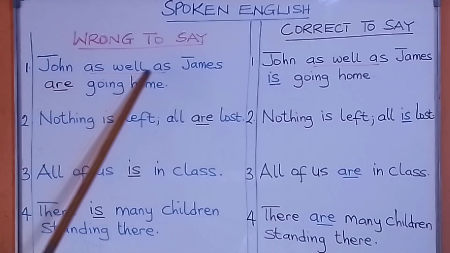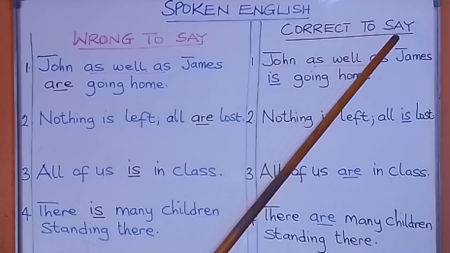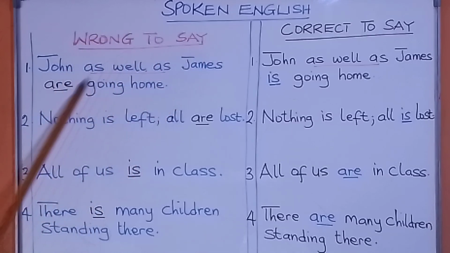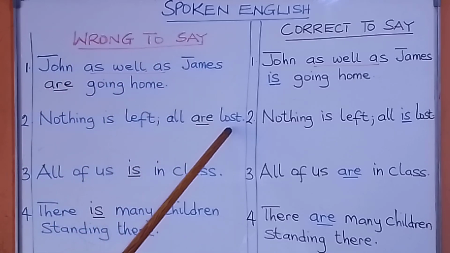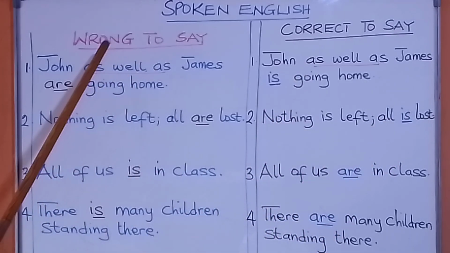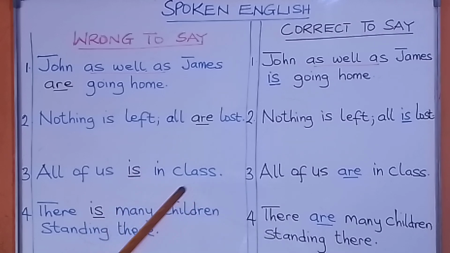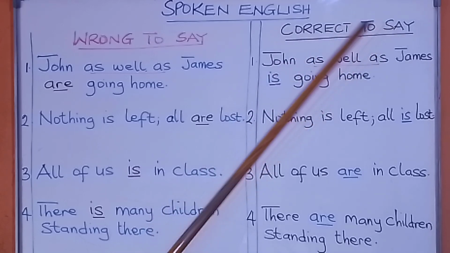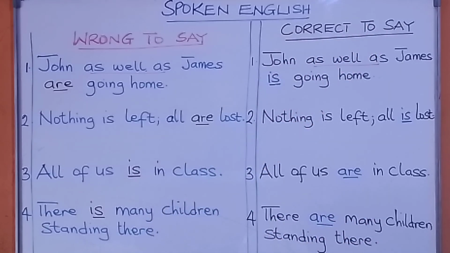Wrong to say "John as well as James are going home." Correct to say "John as well as James is going home." Wrong to say, number 2, "nothing is left, all are lost." No, say "nothing is left, all is lost." Wrong to say "all of us is in class." No, the correct way is "all of us are in class." Wrong to say "there is many children standing there." No, the correct way to say that is "there are many children standing there."